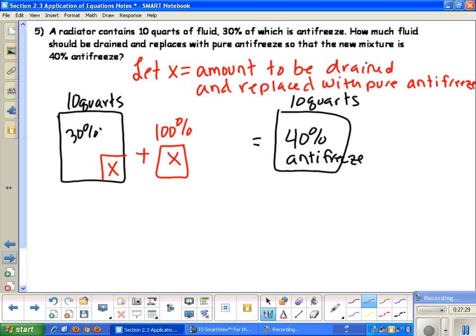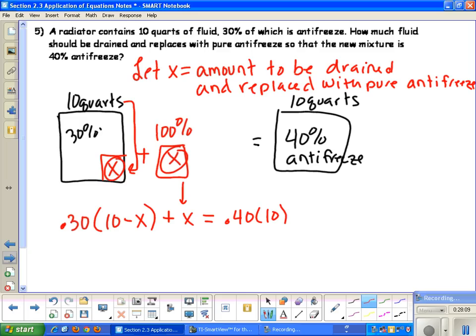The way you would set this up is you have 30%, and notice that we have 10 quarts, and out of that 10 quarts, we're taking out X amount. So we have 30% times the 10 quarts minus the amount that we're taking out, plus we're going to replace it with 100% antifreeze, which is the same amount that we take out, but with 100%. 100% means that we're using just the 1 in front, is equal to, we want our 10 quarts to be a new mixture of 40%. And then this is the equation that I'm solving.